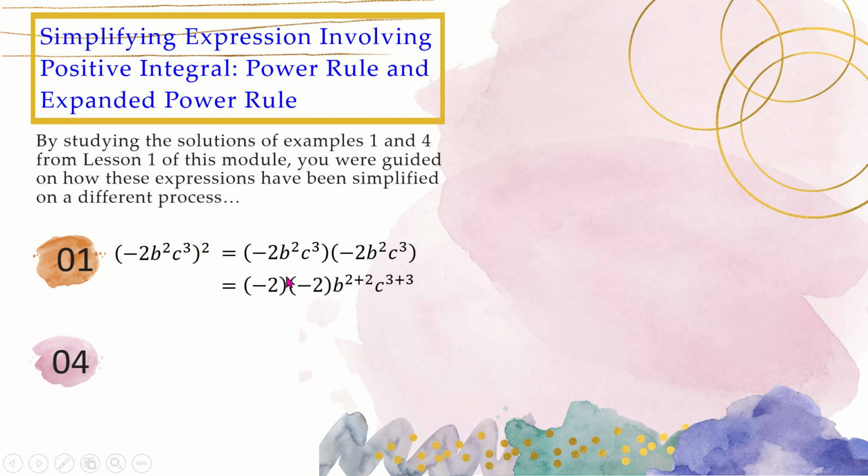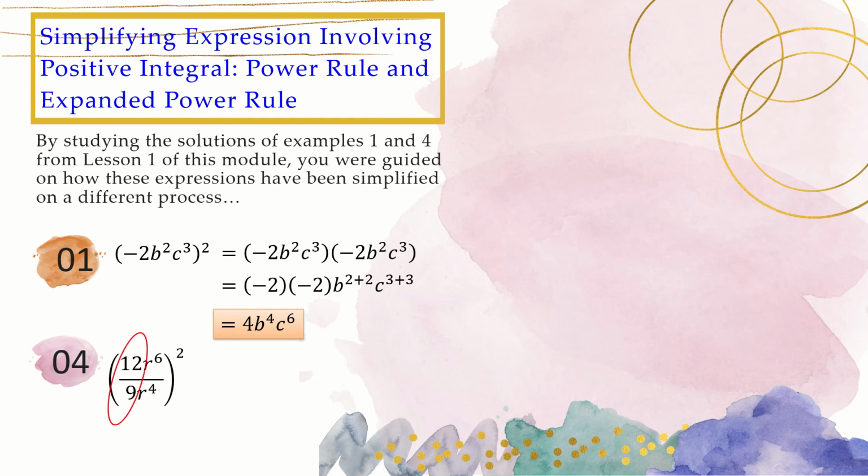Next, multiply negative 2 and negative 2. Then add the exponents of b, which are 2 and 2. Then add the exponents of c, which are 3 and 3. Negative 2 times negative 2 becomes 4. For b, adding 2 and 2 gives b exponent 4. Adding 3 and 3 gives c exponent 6. Then, example number 4: the square of the quotient 12r exponent 6 over 9r exponent 4.